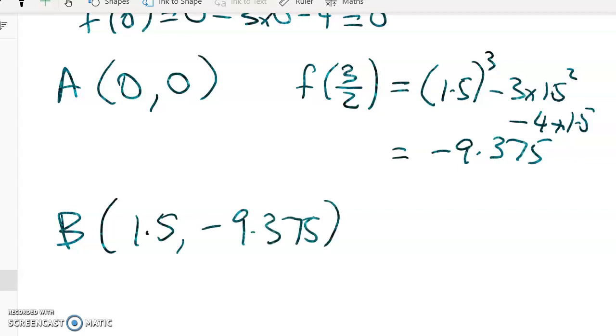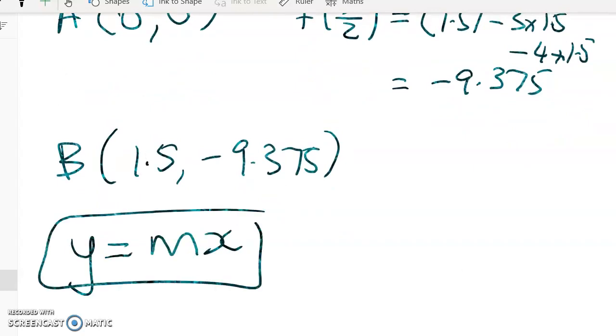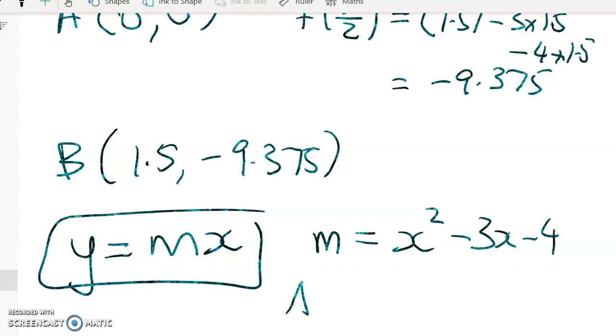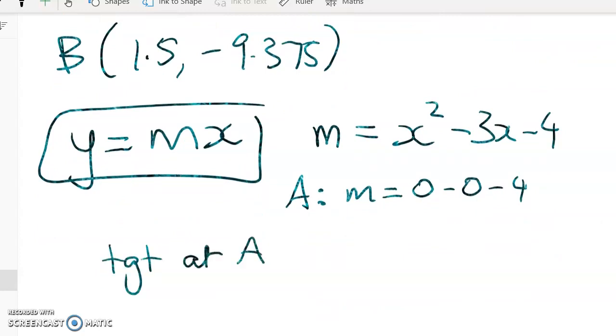Now the very last thing that we have to do is to get the equation of the tangent for both of those points. So the easiest way to do that is to go back to my equation for m, right? And m was equal to x squared minus 3x minus 4. So when at point A, m works out to be 0 minus 0 minus 4. So my tangent line at A is y equals negative 4x.